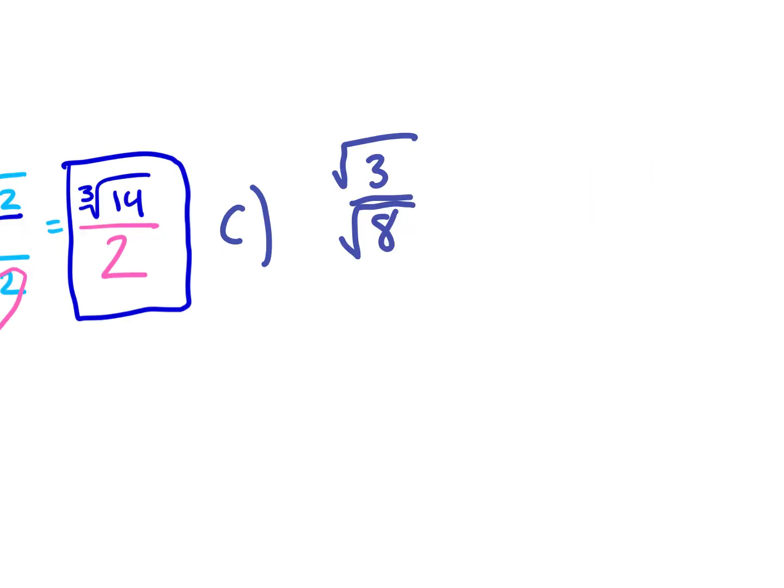All right, let's look at C. So again, we have to rationalize. What are 2 factors of 8? 4 and 2, and 2 factors of 4?